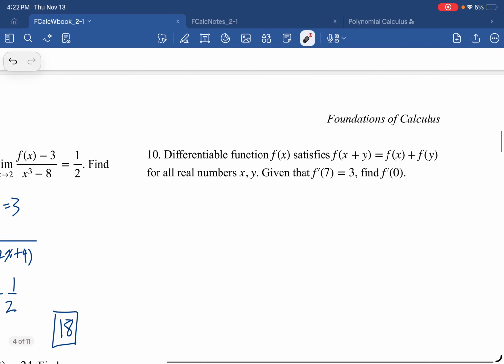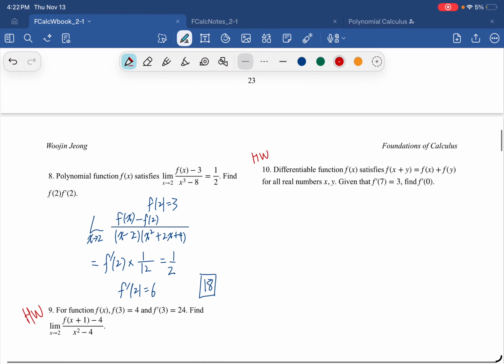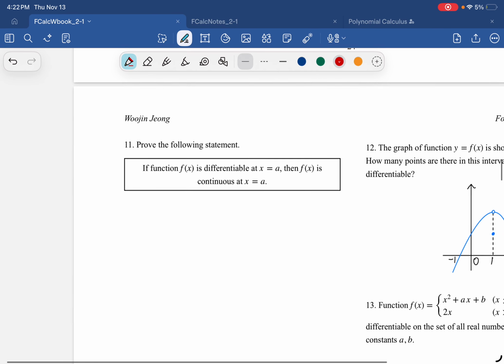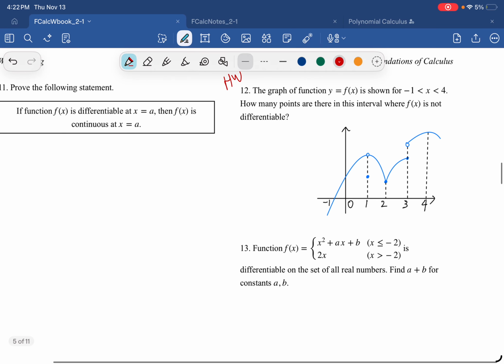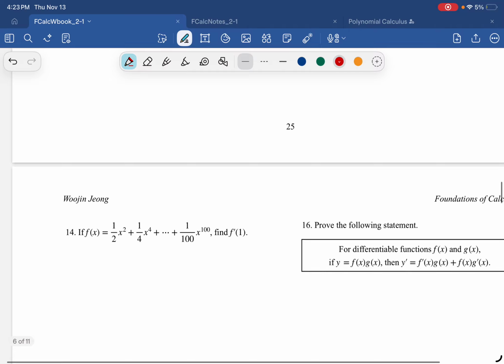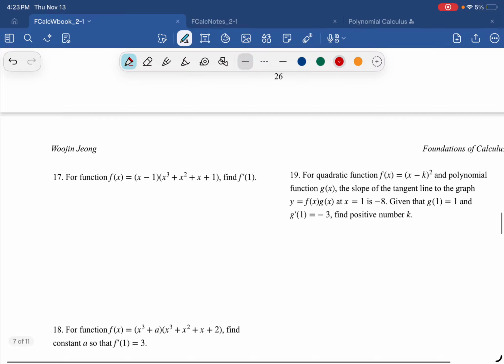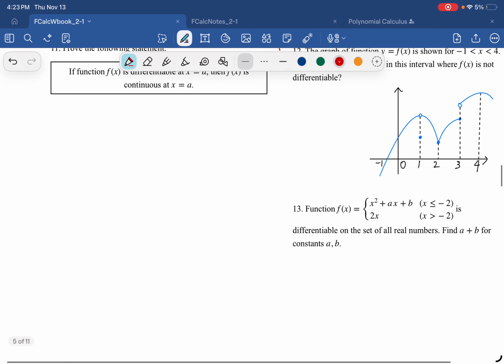Okay, number 9 for homework. Number 10 is quite a challenge, I think. If you try to spend like a couple minutes on it, it's okay if you don't see the solution. We'll go over that next time. Homework as a challenge. Okay, number 11, if you want to try proving this, you can. We'll go over the proof next time. Number 12 for homework. Number 13. Okay, 14 for homework.